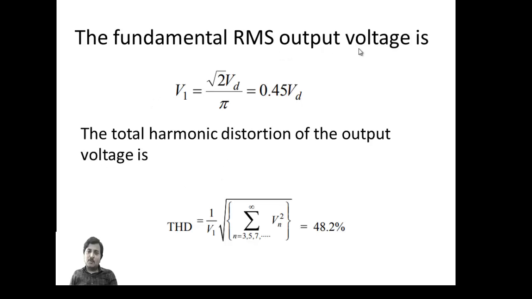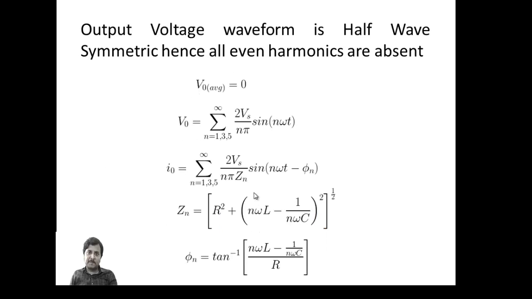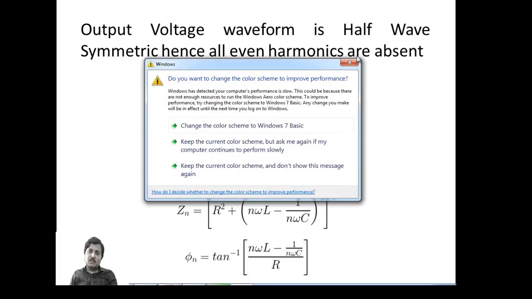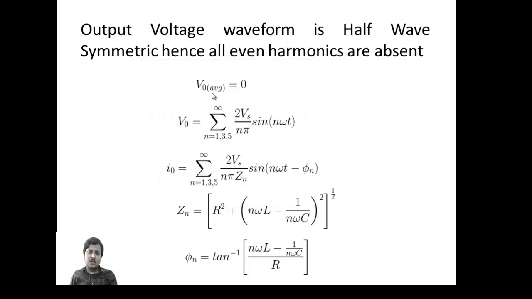The fundamental RMS output voltage V1 is equal to root 2 Vd by pi, which is 0.45 of Vd. The total harmonic distortion of the output voltage waveform, the THD value, is given as 1 by the fundamental value of the voltage times the square root of the sum over harmonic numbers n equals 3, 5, 7 up to infinity of Vn square, which is 48.2 percent for the half bridge inverter. The output voltage waveform for half bridge is symmetrical, because positive and negative halves are equal. So even harmonics are absent, and the average voltage is 0.